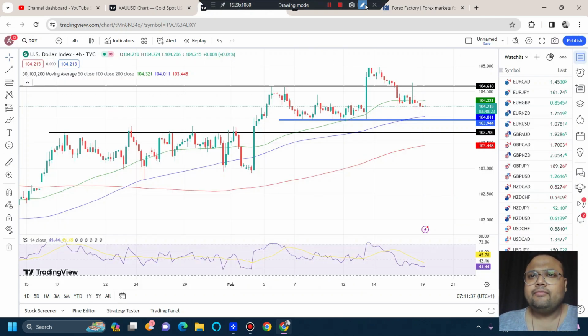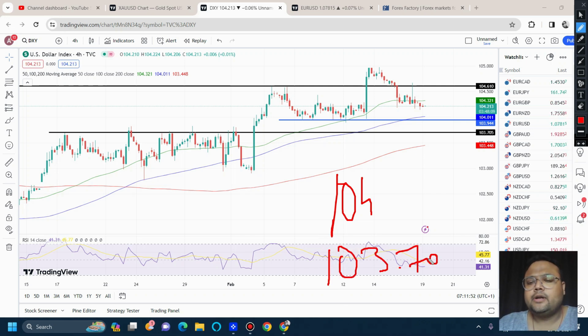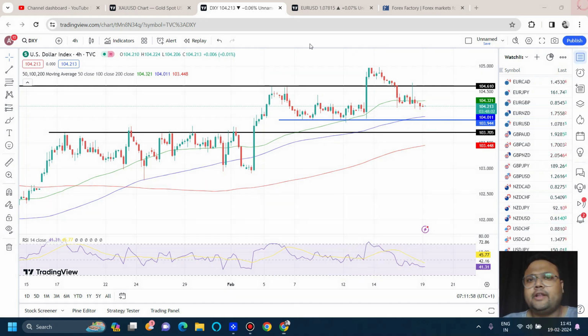During the day, if DXY goes down, we can look for support around the 104 level. Especially in this situation where there is not much volume, 104 should definitely provide some support to the market. And then we have the second support around 103.70. So let's keep our eyes on these two levels for the day.